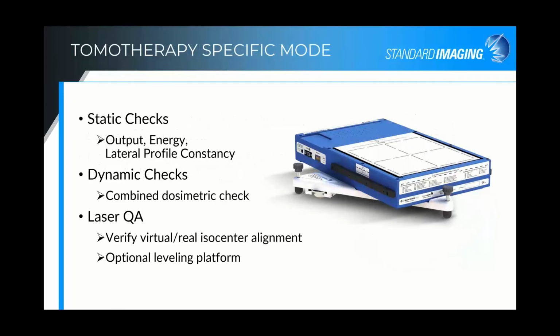As I mentioned, there's a tomotherapy specific mode. We have a leveling platform, since the couch and the movement of the LINAC itself for tomotherapy does not have the capabilities of motion like a conventional C-arm LINAC. We have a leveling plate, and you can set that up, level it to the internal lasers of the Tomo unit, and then you can do a combined dosimetric check. You can do a laser QA for the virtual and the real isocenter alignment of the system, and that can be handled pretty easily with the optional leveling plate.